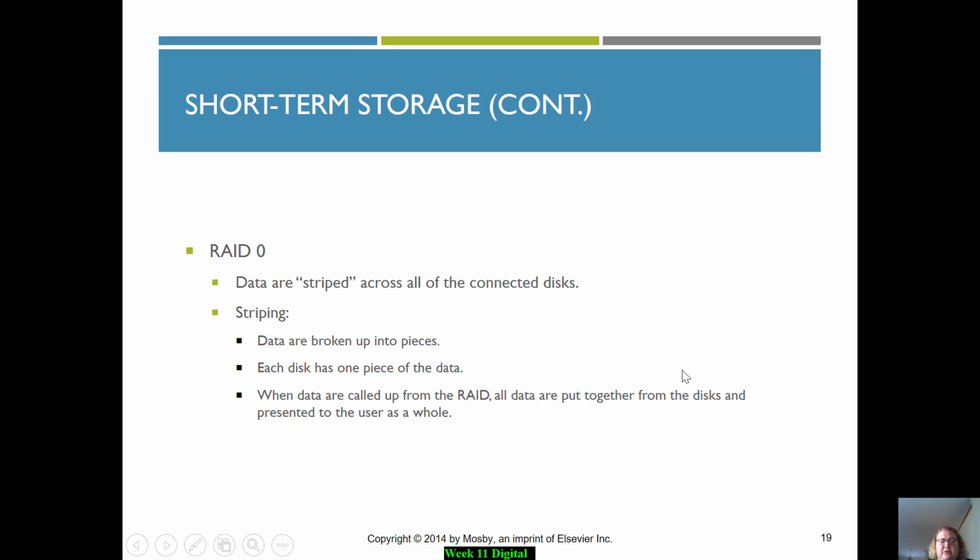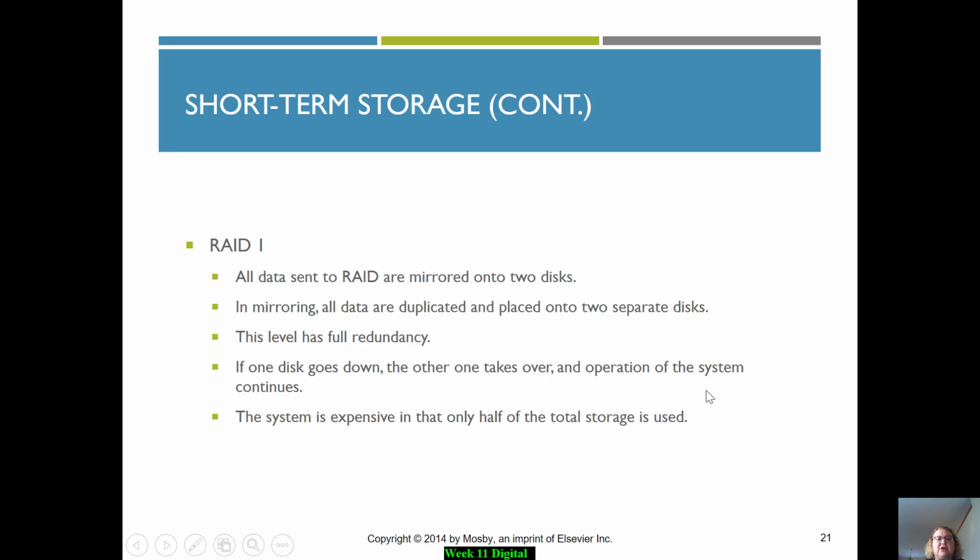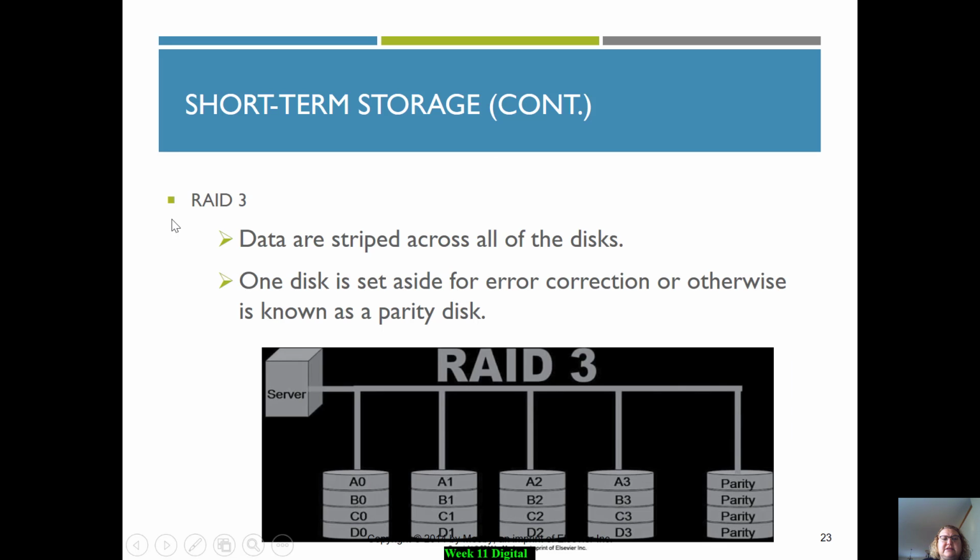At RAID 0, your data is going to be striped. That data is broken up into tiny pieces, and that information gets stored. So that's what this looks like. It goes through and talks about these different storage capabilities. When we get to level 1, that means it's going to be mirrored onto 2 different disks. At level 3, it's going to stripe that information and correct it.